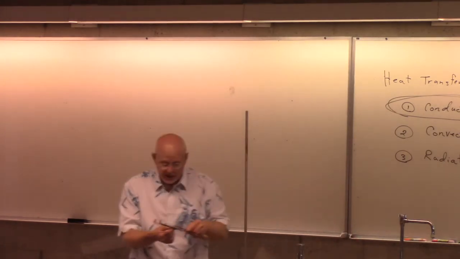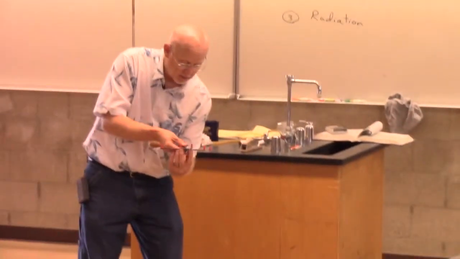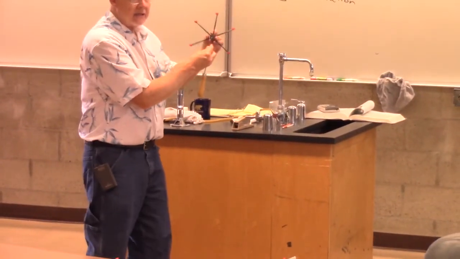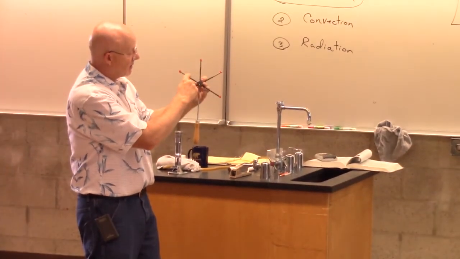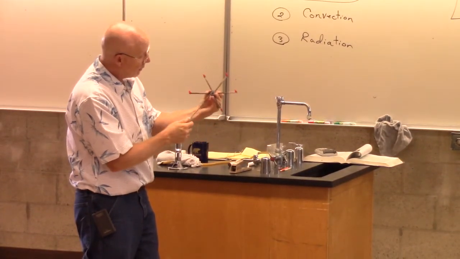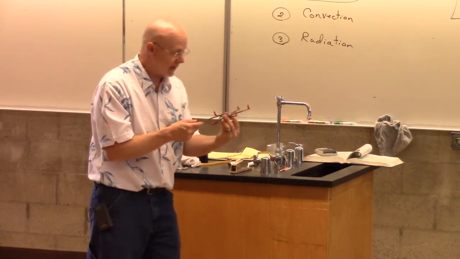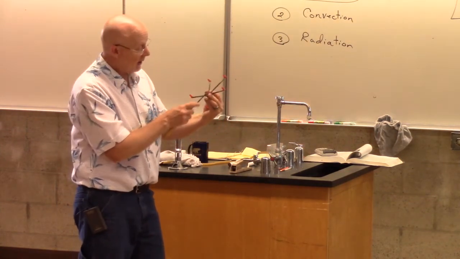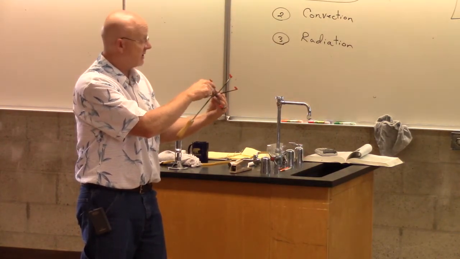And so here's our conduction meter. If you can see it, maybe I'll hold it this way. It's a hub that has a bunch of rods sticking out. And the rods are all burnt from years of putting them in the flame, but they are different. This one here is copper, this is brass, this is nickel, this is iron, and this is stainless steel.